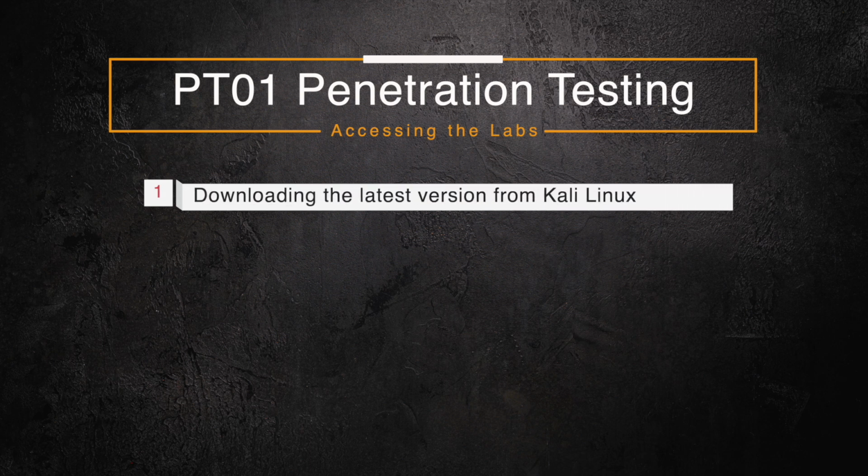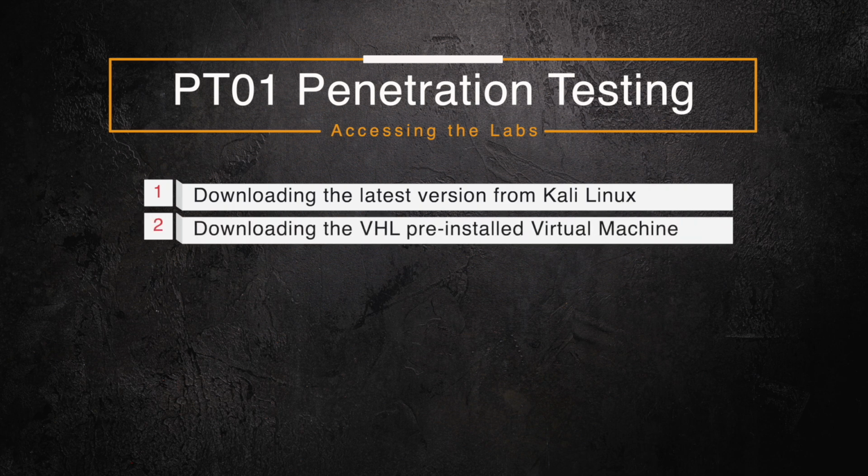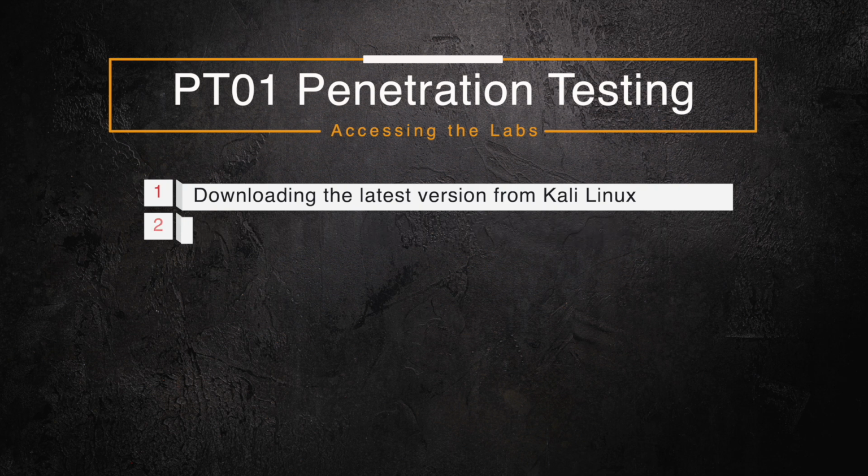We will be covering two options in this video. The first option is to download the latest version of Kali Linux from the official Kali Linux website. The second option is to use the Kali Linux VM provided by the Virtual Hacking Labs that has the VPN client pre-installed. In most cases, we recommend the first option, downloading the latest version from the Kali Linux website.